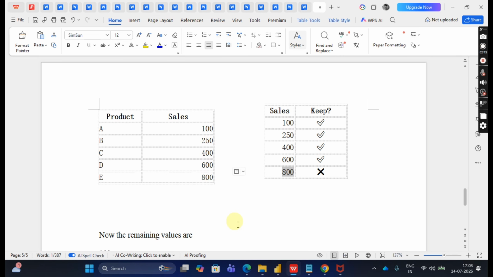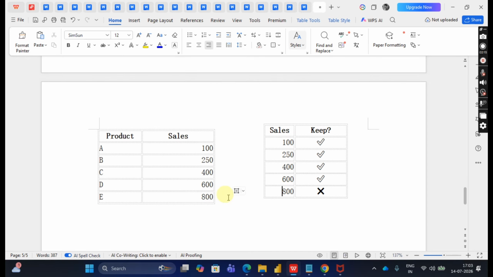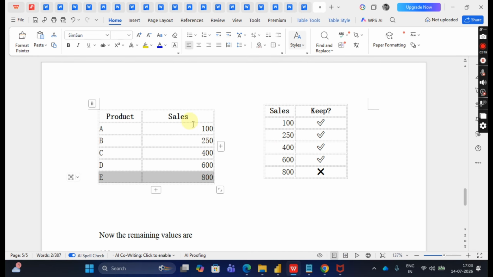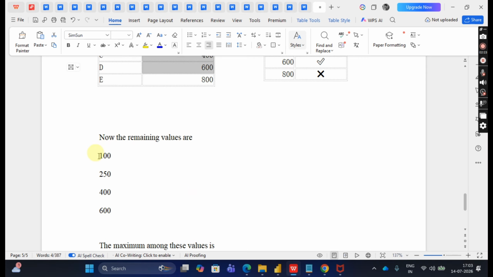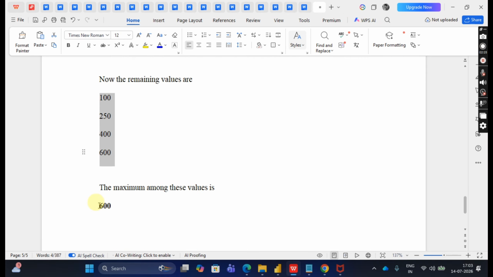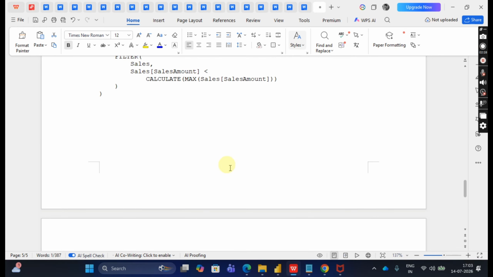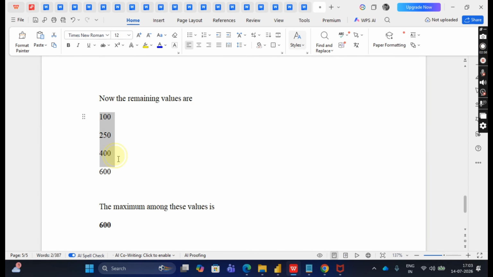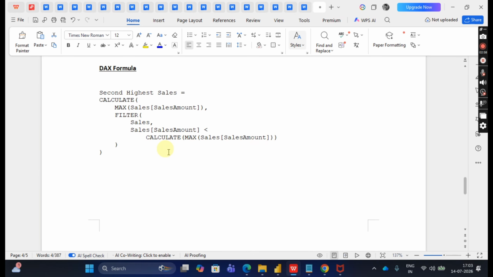Notice that the highest value, that is 800, will be removed, and only the remaining values will be kept. The maximum of these remaining values becomes 600, right? Power BI now executes the expression part, that is max of sales amount. The maximum among these values is 600, as we have discussed. Therefore the second highest sales will be 600.